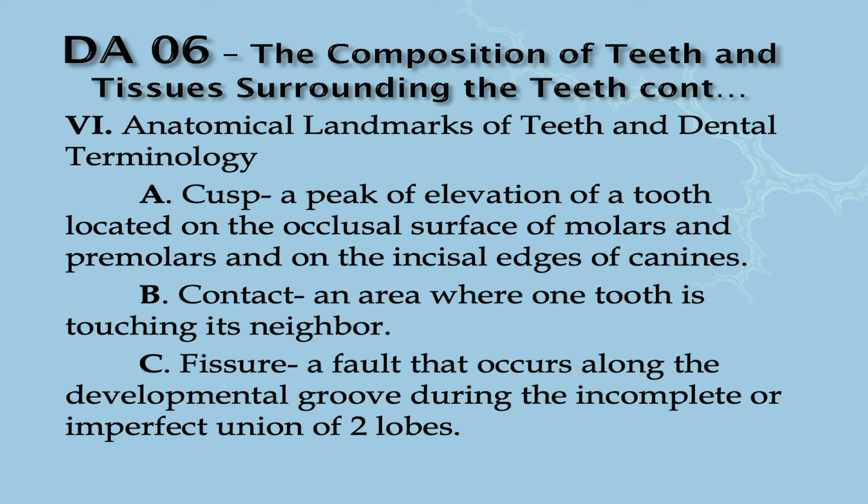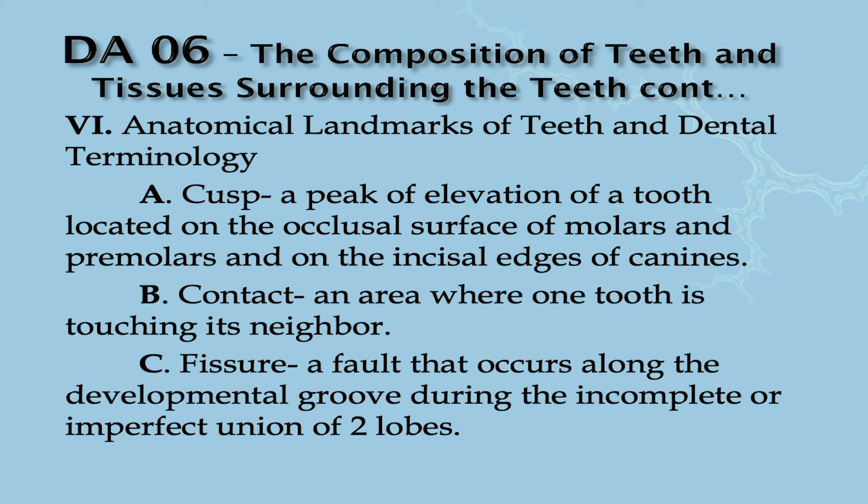As far as anatomical landmarks of teeth and dental terminology, we'll cover the bulk of them here. So first you've got your cusp. The cusp is a peak or an elevation of a tooth located on the occlusal surface of molars and premolars and on the incisal edges of canines. Contact. The contact is an area where one tooth is touching its neighbor. So when you floss in between your teeth, that part where you've got to apply pressure to get the floss between your teeth normally, that's the contact.